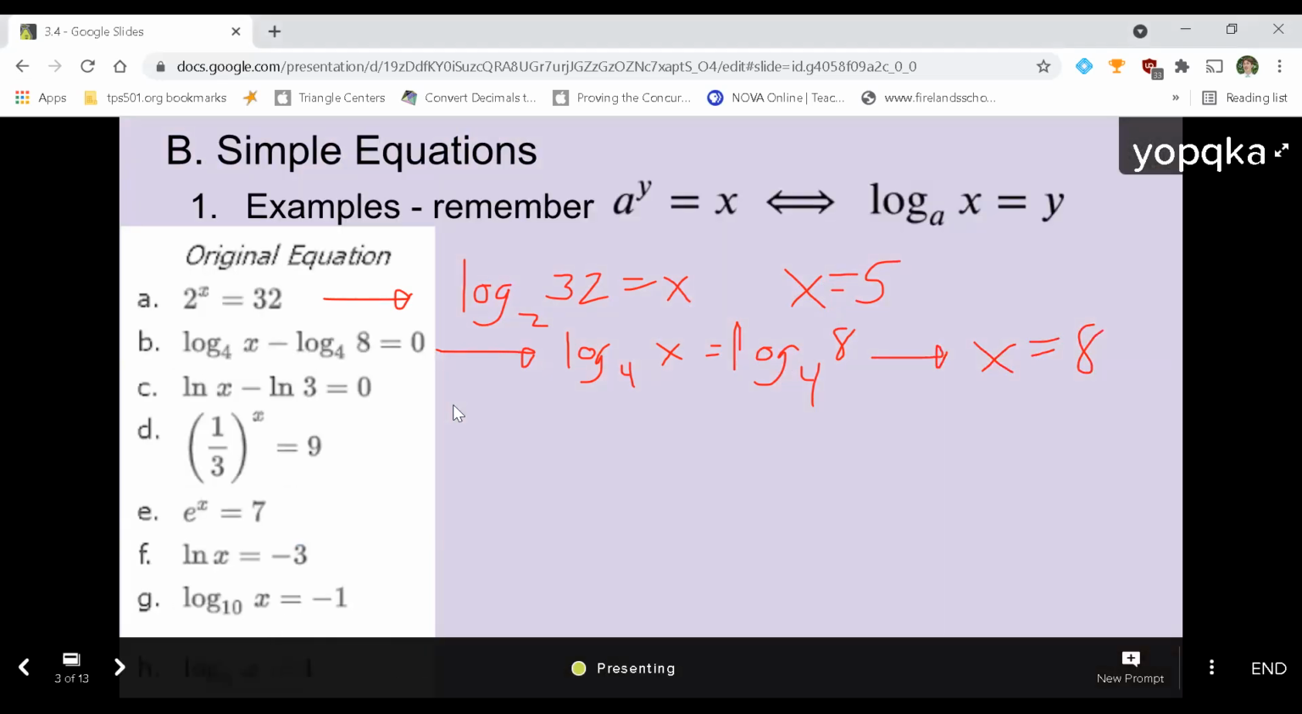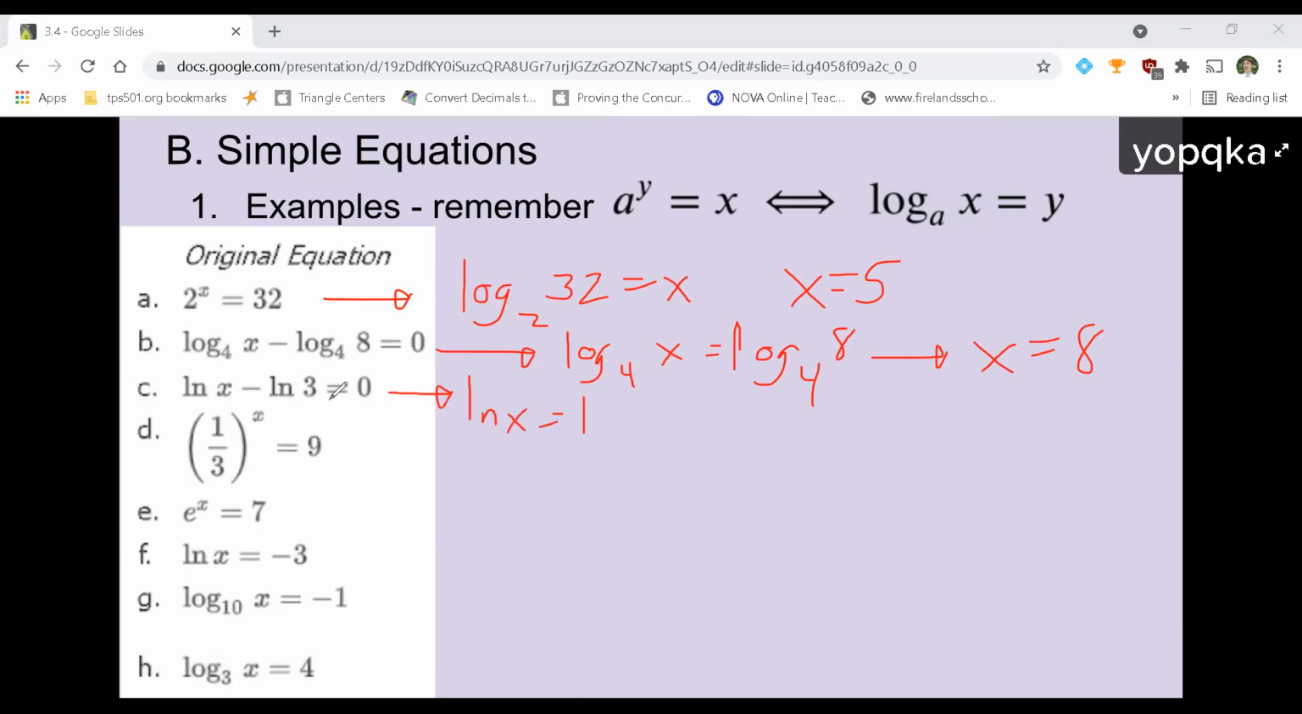Let me run through the rest of these really quick. So for example, for this one, that would be the same thing as the natural log of x is equal to the natural log of 3, which means that x is 3.